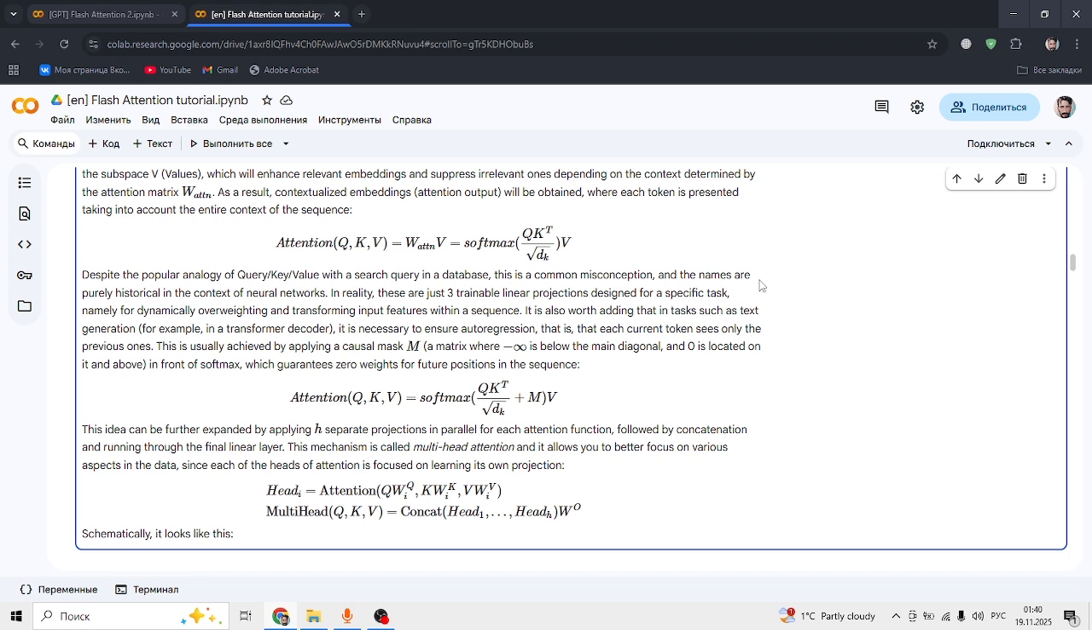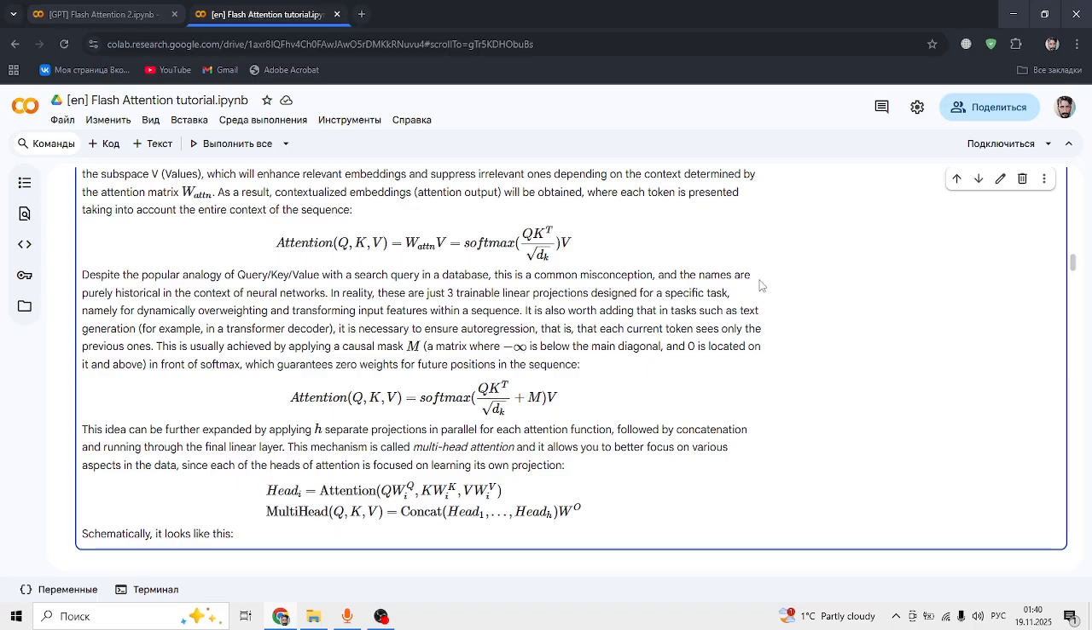Maybe you heard such an analogy that QKV matrices are query, key, value, and that this is linked with a search query in a database, but this is a wrong explanation. These names have more of a historical character in terms of neural networks. In reality, these are just three trainable linear projections which were designed for specific tasks, and that's all.